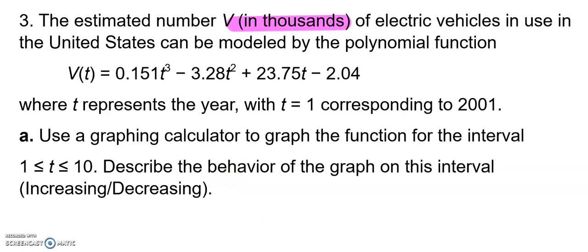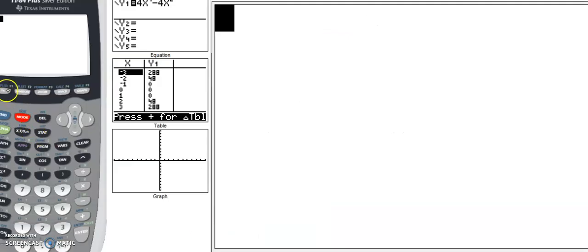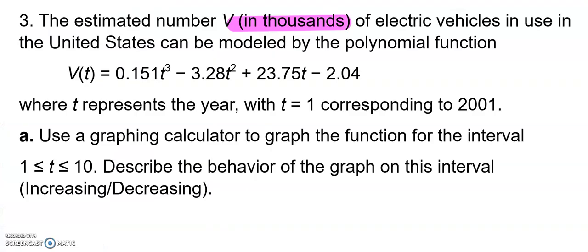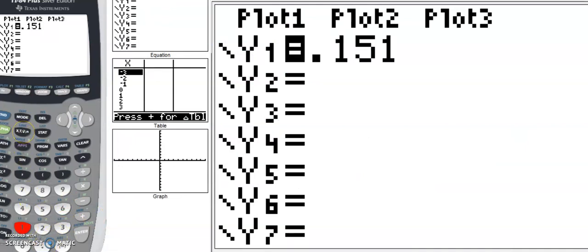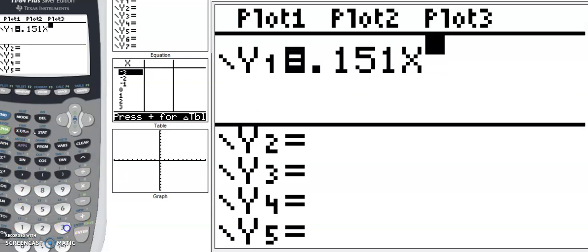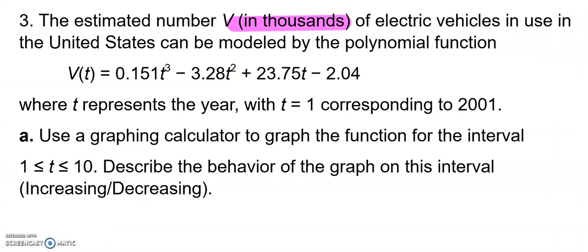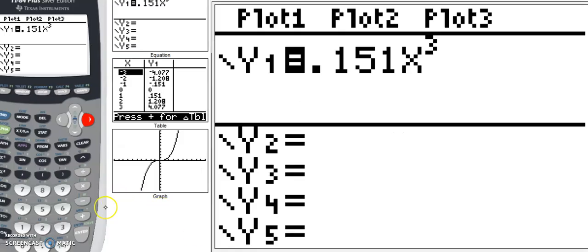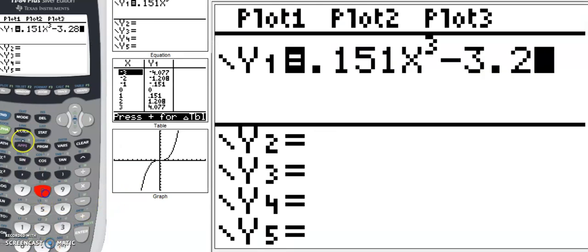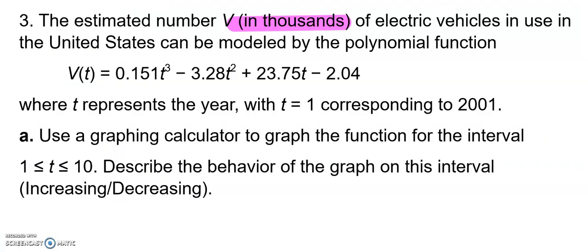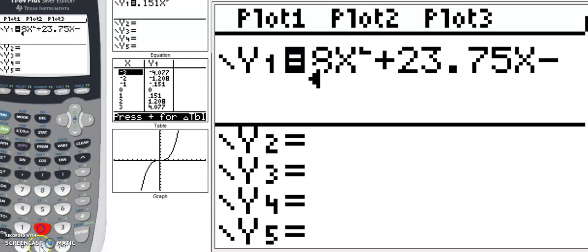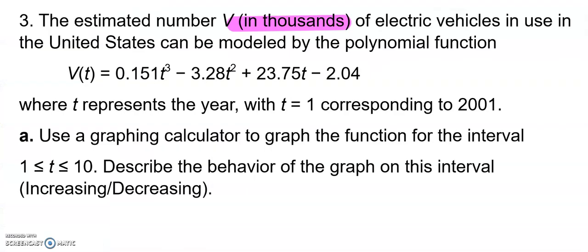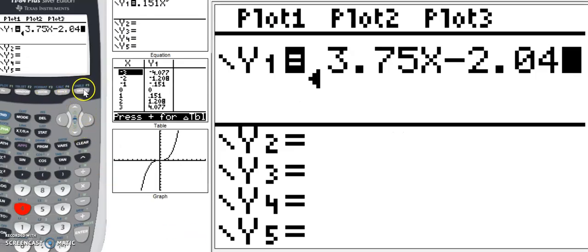Okay, so let's go to our graphing calculator. I'm going to do y equals, and now I need the function, so 0.151 t to the third, 0.151. Remember on the calculator we just use x no matter what the variable is in the equation. So I'm going to do x to the third. Then it was minus 3.28 t squared, so minus 3.28 x squared plus 23.75 t minus 2.04, plus 23.75 x minus 2.04. Just make sure I have that correct. Okay, great.